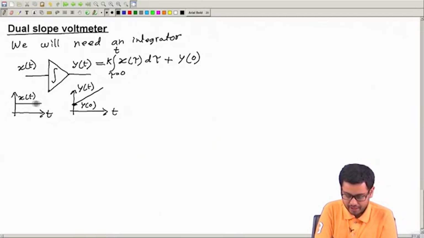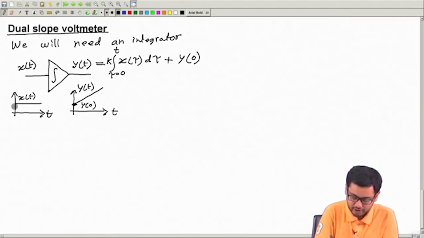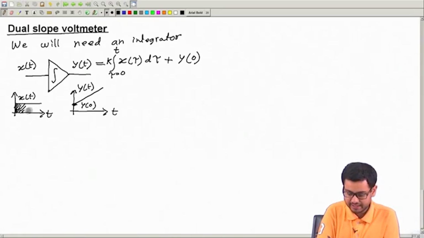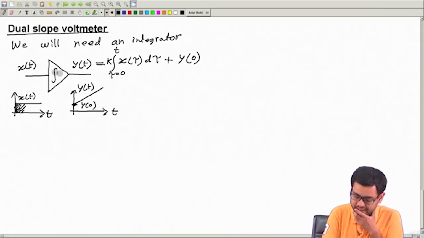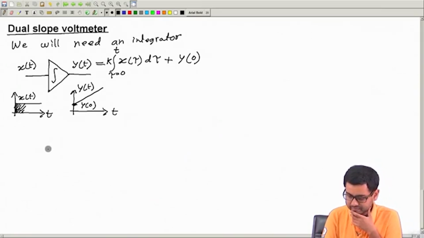This is what an integrator does. Basically, if you have a step input or a flat constant input, then as time progresses, you see the area under it. Initially this is the area, and then as time increases, the area under it increases. As time increases more, the area increases, therefore, the output increases. That is what the integrator does. So, we will need this integrator.